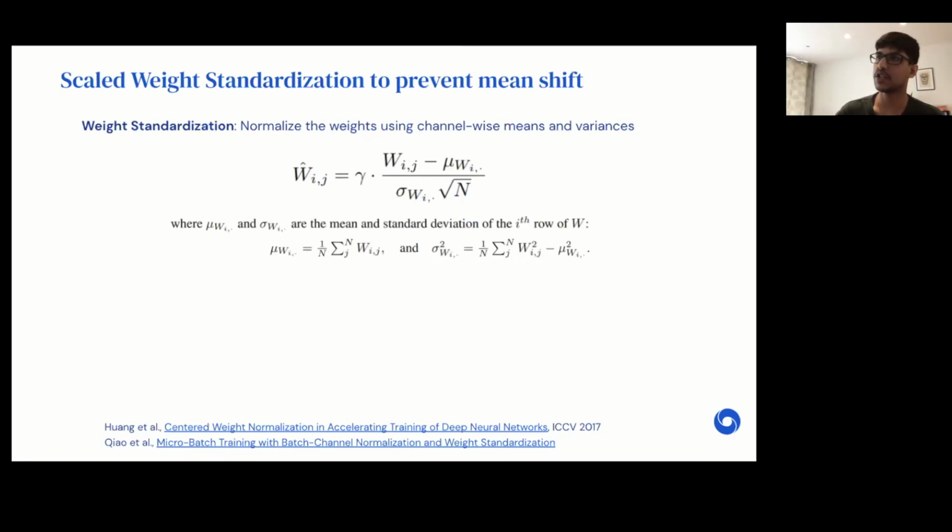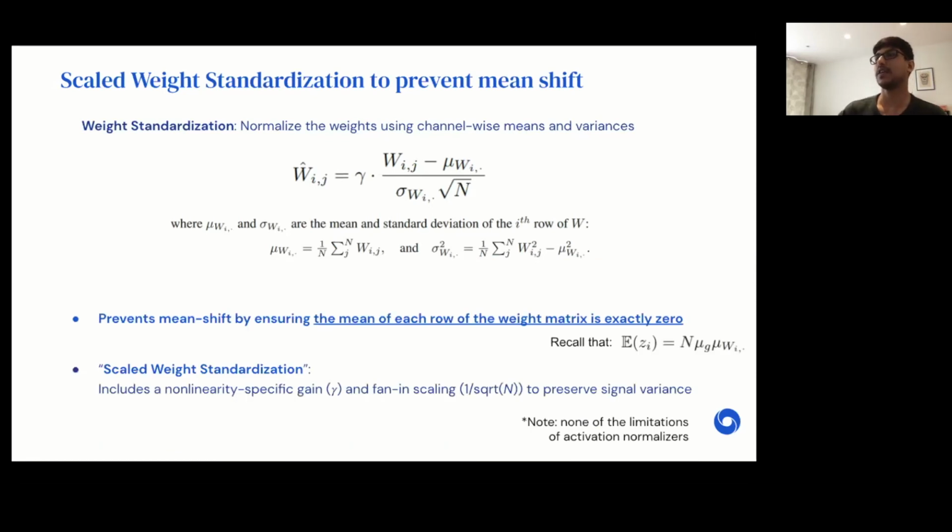It's a simple variation of weight standardization, which was proposed a couple of years back. What weight standardization does is it calculates the mean and the variance across the rows of a weight matrix and normalizes the weight matrix using the mean and the variance. So you can see it explicitly prevents mean shift by ensuring that the mean of each row of the weight matrix is exactly zero at every step. So it counteracts this mean shift in the activations that can arise.